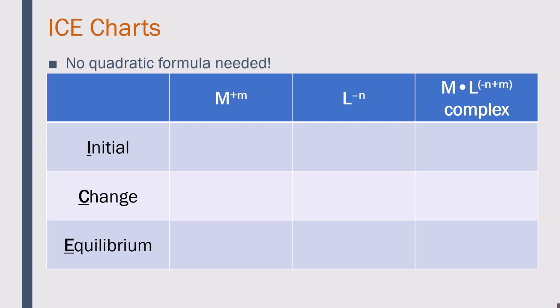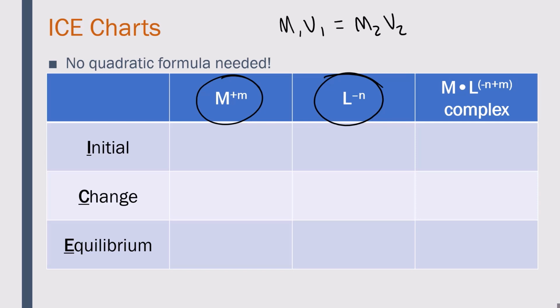So once you have all those concentrations worked out, you can plug them into your ICE chart. So your initial concentrations of the metal and ligand are actually going to be solved for by you using the amounts of stock solution that you're using to make your solutions. These are hypothetical solutions, obviously, because you're doing this from home, but you will use the M1V1 equals M2V2 dilution equation to solve for your initial concentrations of metal and ligand.